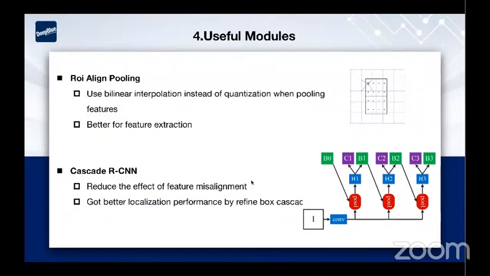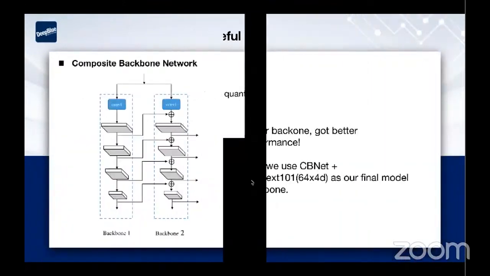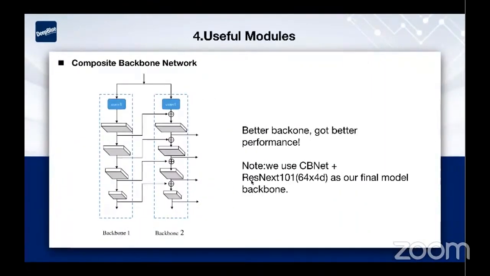And we also use RoI Align pooling and Cascade RCNN. Cascade RCNN reduces the effect of feature misalignment and gets better localization performance by refining boxes in a cascade. With CBNet, we choose a better backbone so we get better performance. These days, there are even stronger backbones, but due to time limitation, we chose CBNet as our backbone.